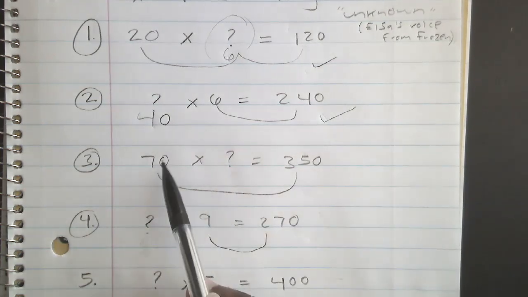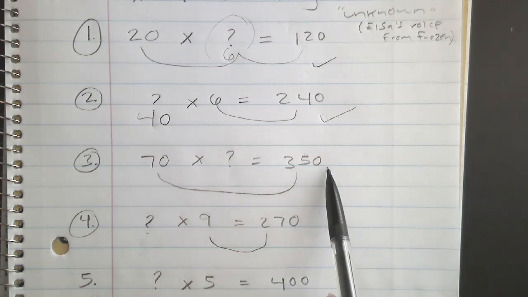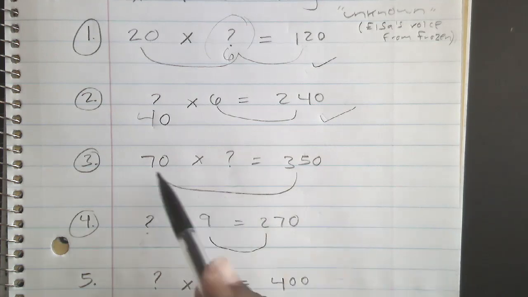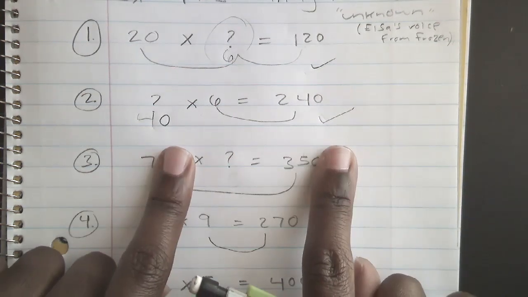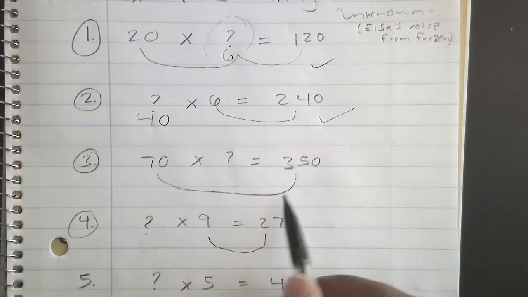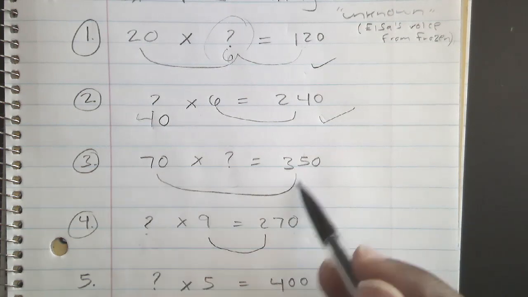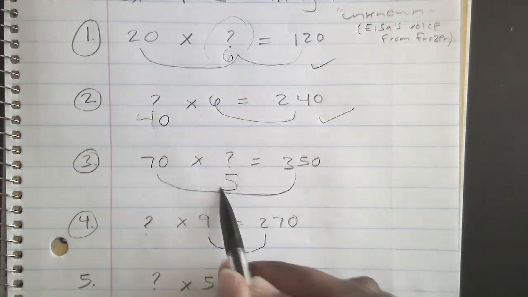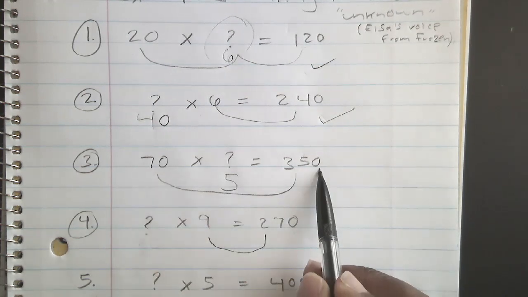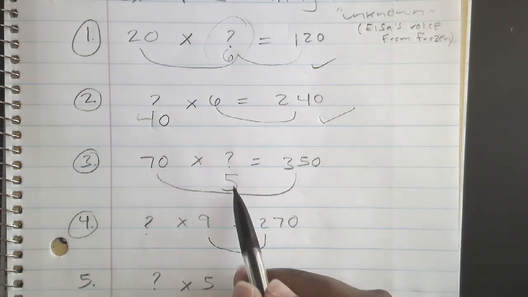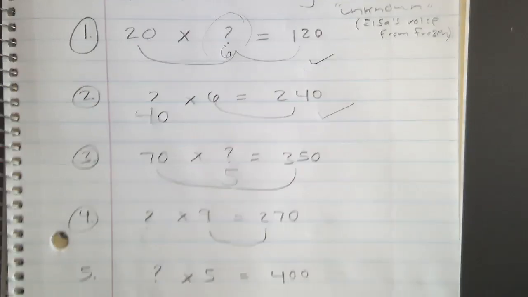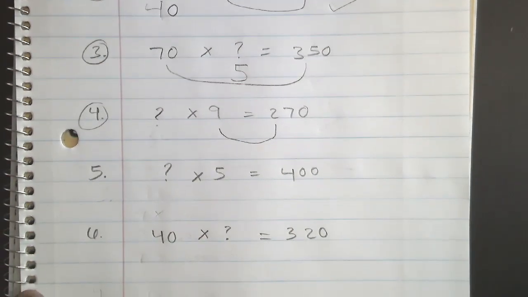Our next one is 70 times what equals 350. Now, if I can't think of 7 times what equals 35, covering up those zeros, I'm going to say 35 divided by 7 equals what, okay? 35 divided by 7 equals 5. Now, I notice that there's one zero in my answer, my product, and there's also a zero next to the 7, making it a 70, so I know that this is just 5, okay? Let's keep moving here.